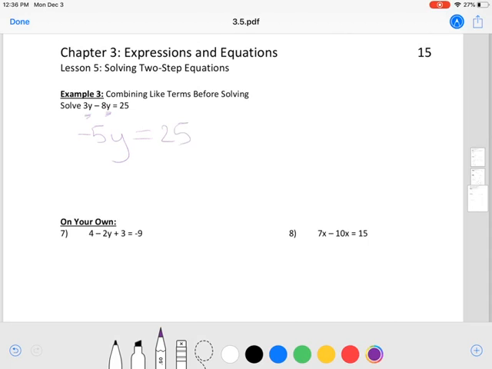And now we can solve for this. We can undo the operation. Negative 5y is multiplication, so we're going to divide by negative 5 on both sides to undo that operation. Those negative 5's cancel out. So we have y equals 25 divided by negative 5, which equals negative 5.